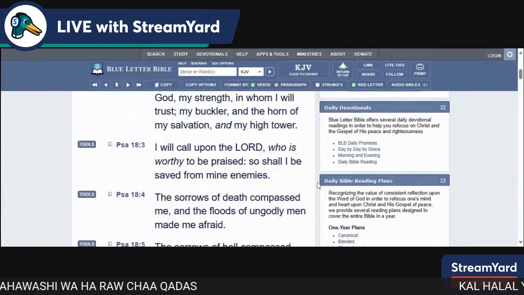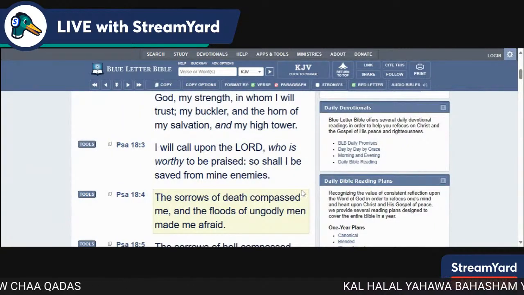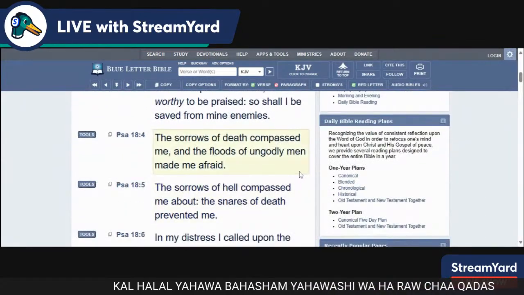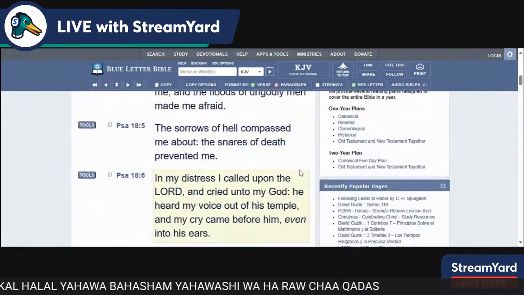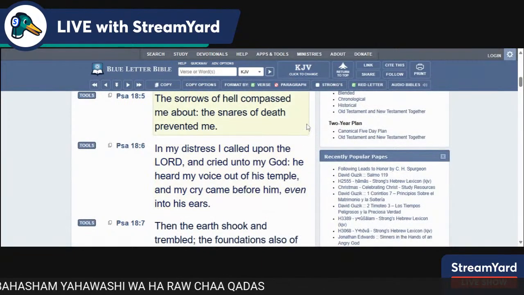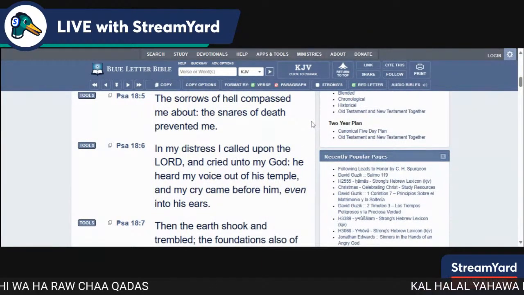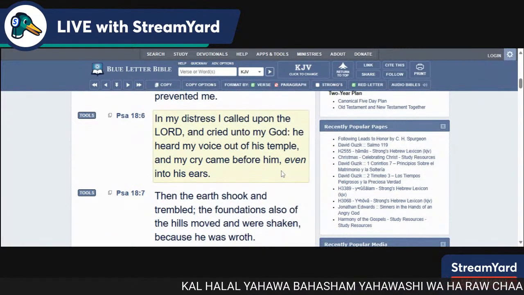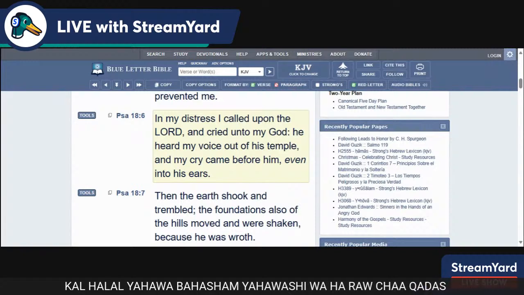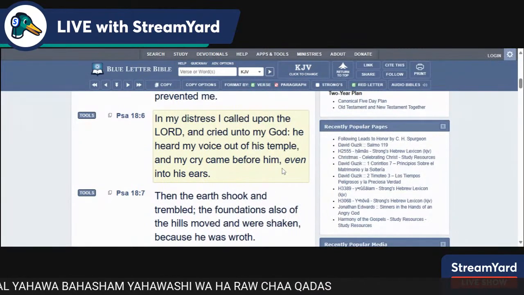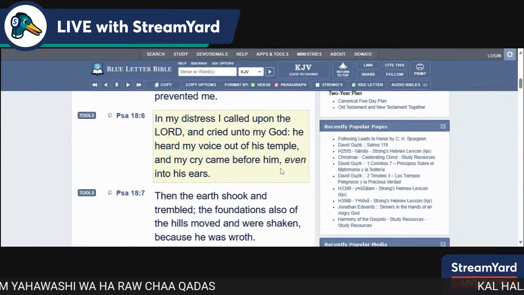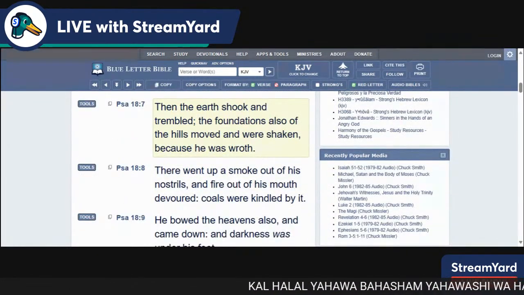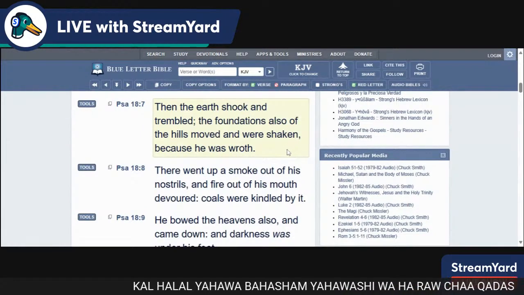I will call upon the Lord, who is worthy to be praised. So shall I be saved from mine enemies. The sorrows of death compass me, and the floods of ungodly men make me afraid. The sorrows of hell compassed me about. The snares of death prevented me. In my distress, I call upon the Lord Yahweh and cry unto my power. He heard my voice out of his temple, and my cry came before him, even to his ears. Then the earth shook and trembled. The foundations also of the hills moved and were shaken, because he was wroth.